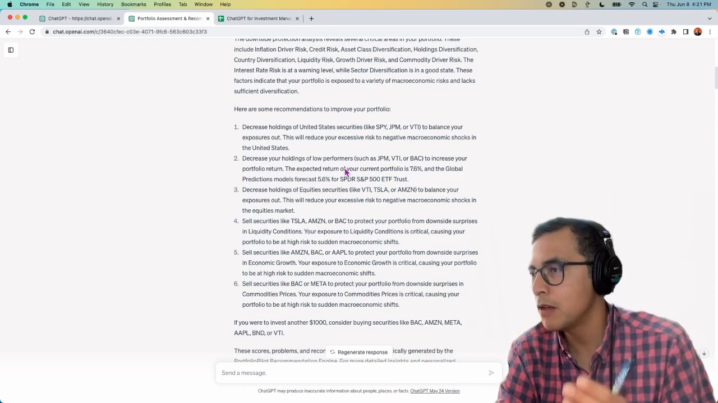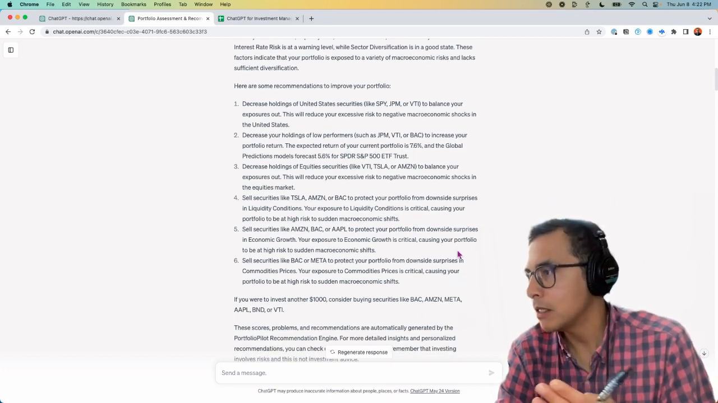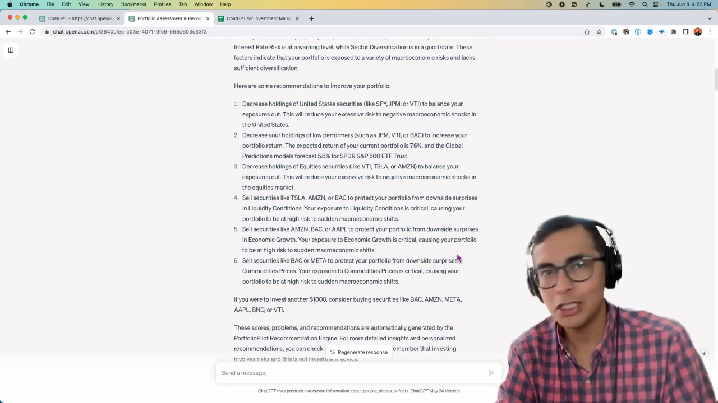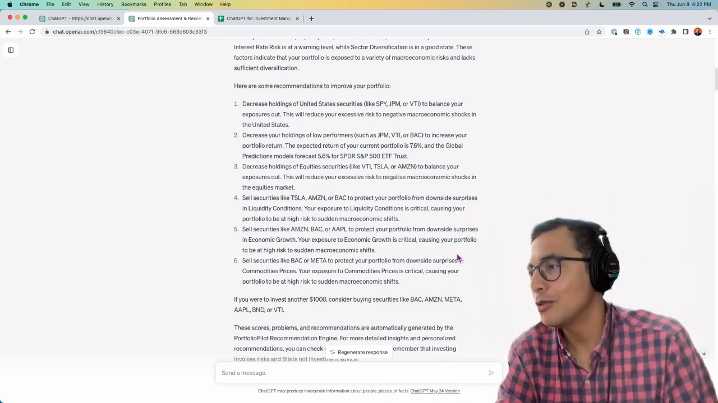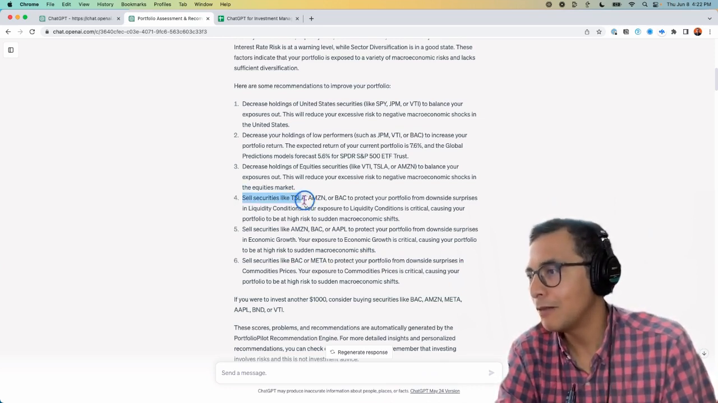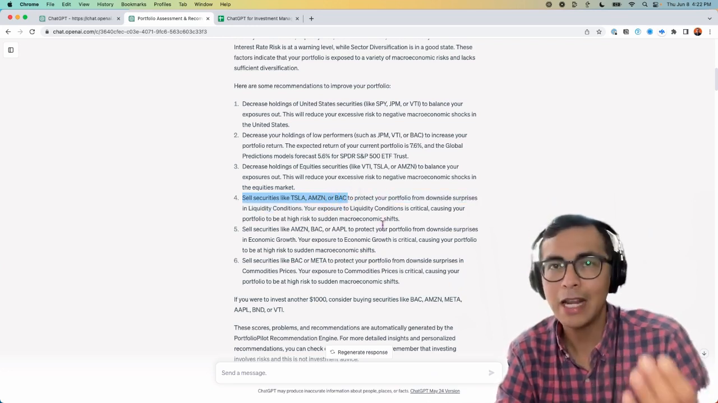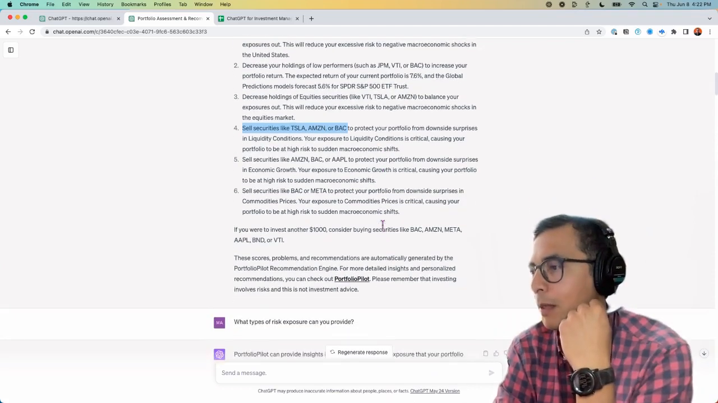And then here it's giving me some recommendations in terms of how I can improve my portfolio. And most of these look pretty good. Yes, I have too much exposure to US equities. Yes, I have too much exposure to tech. And some good recommendations would be to sell out of these names and reallocate into different asset classes. That makes intuitive sense to me. So those are some good recommendations.